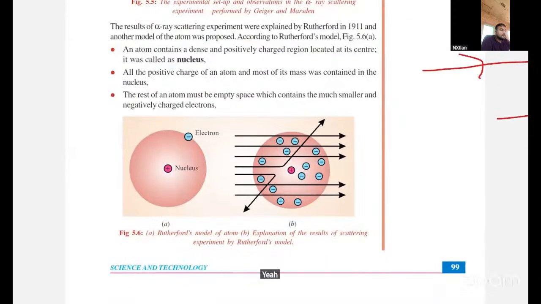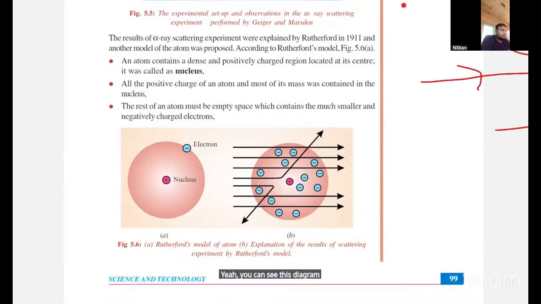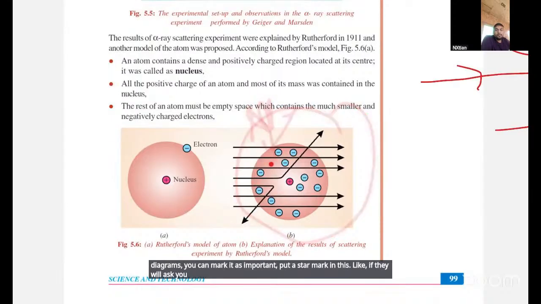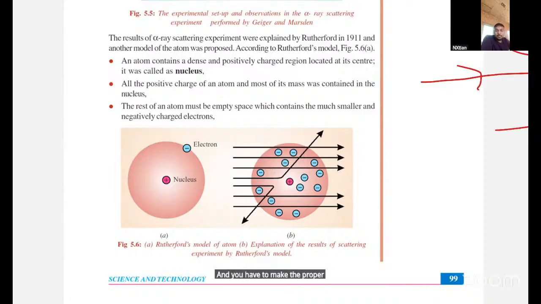You can see this diagram. This diagram is also one of the important diagrams. You can mark it as important, put a star mark on this. If they ask you a 6 marks question, what is the Rutherford theorem and what he gave, you have to make the diagram. You have to show what he observed, how he performed it, and what conclusion he made. You have to make the proper diagram like that. Then only you will get the 6 marks or 5 marks.